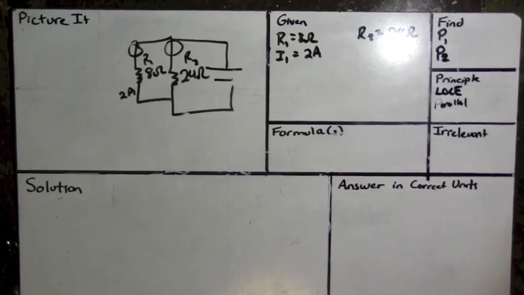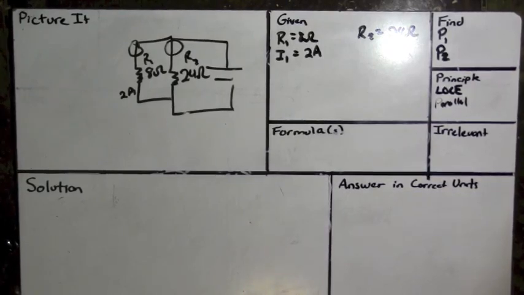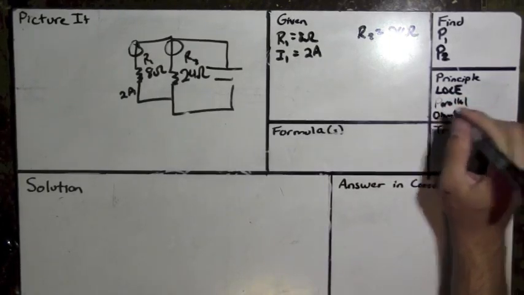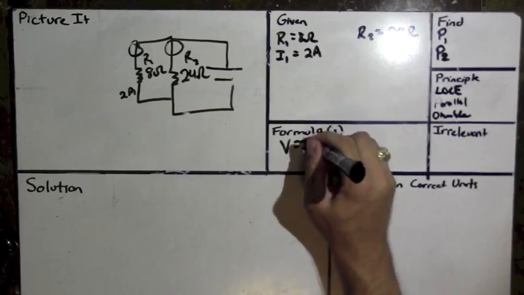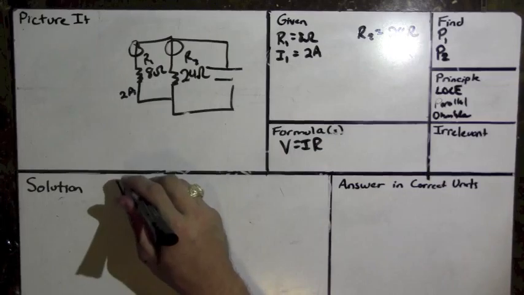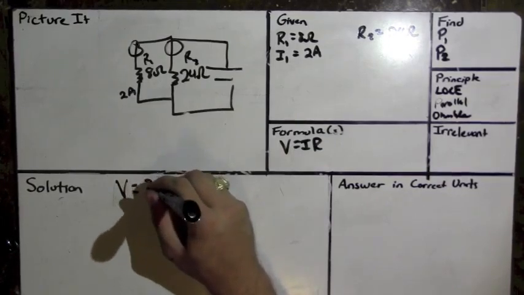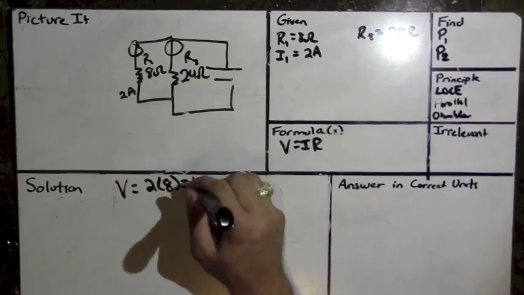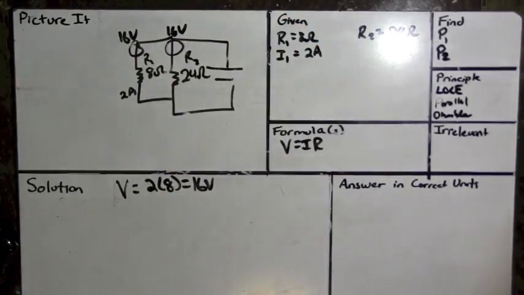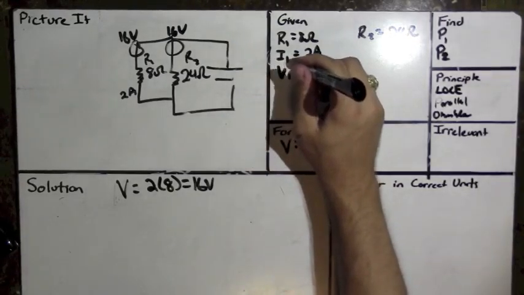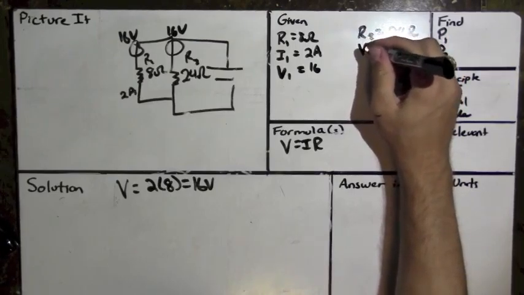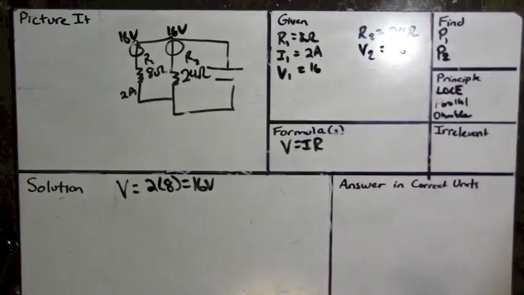So really what I want to do is solve for the voltage using Ohm's law, which is V equals IR. I'm going to do that for the first resistor. V is equal to 2 times 8, which is 16 volts. So that gives me 16 volts here, 16 volts there. Now I have the voltage in the first branch, which is 16, and the voltage in the second branch, which would also be 16.